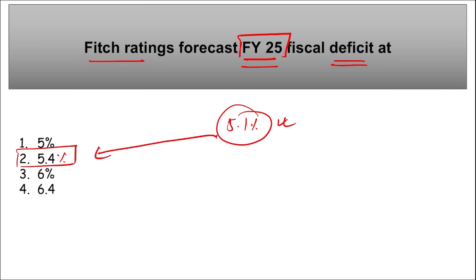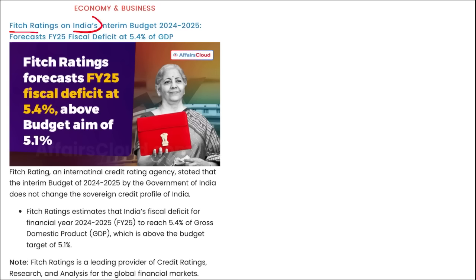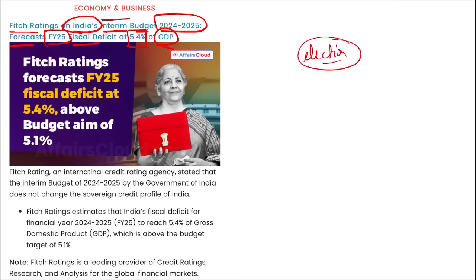Next, here you can see Fitch Ratings on India's interim budget for 24-25, forecasting the fiscal year 25 fiscal deficit at 5.5% of the GDP. One more thing, remember, the interim budget is the budget that is presented just before elections are held, so a full-fledged budget is not presented. It is just a budget where an estimate of things is given. So it is not the official budget. It is presented before the election, because a new government can be appointed. So the budget presented before that is your interim budget.